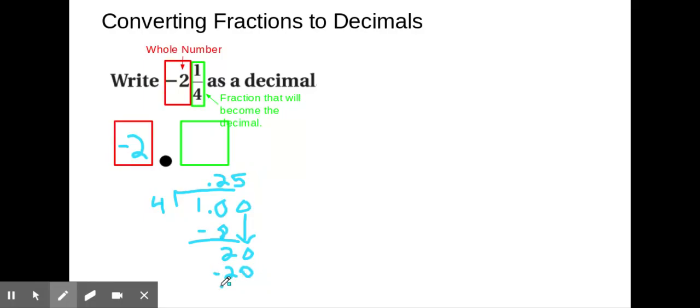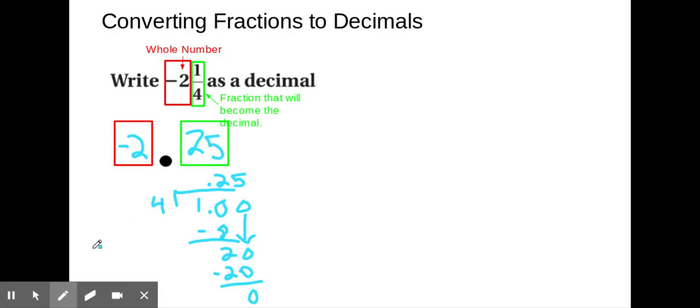So that tells me that my decimal is a terminating decimal, meaning it ends, and it is going to be 0.25. So I take everything to the right side of that decimal and I put it on the right side of my decimal up here. So -2 1/4 is the same as saying -2.25.